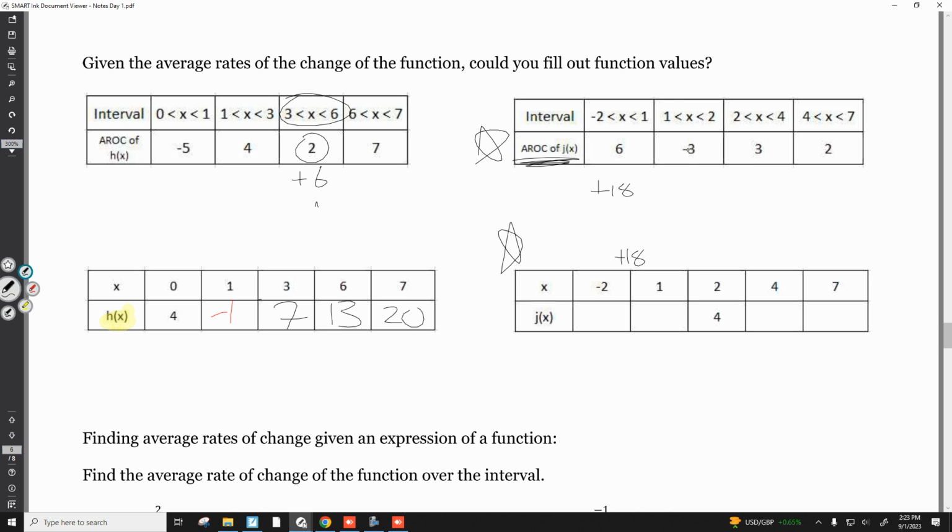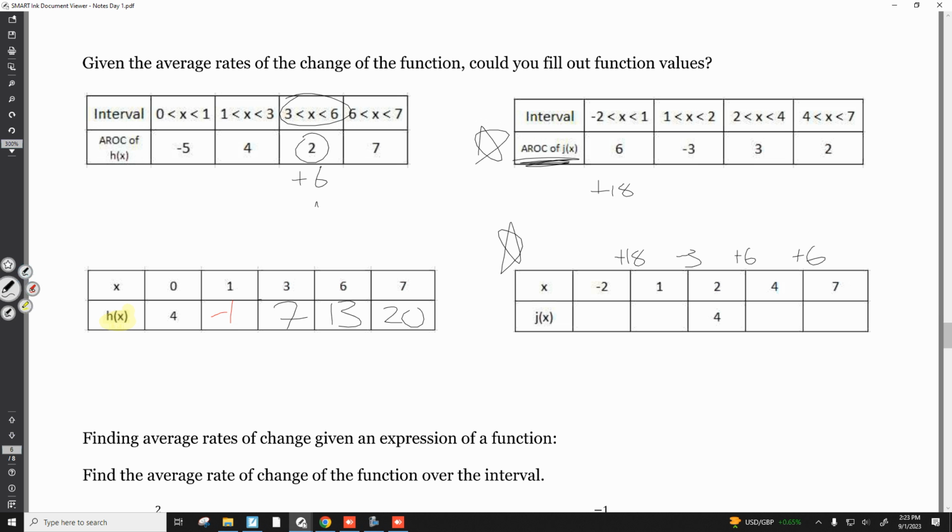My function goes down 3 y's per x over the course of 1 x. So I've got to go down 3 to get to 4. From 2 to 4, I'm going up 3 y's per x, so I've got to go up 6 to get to my next point. From 4 to 7, I'm increasing 2 y's per x, so I've got to go up 6 again.